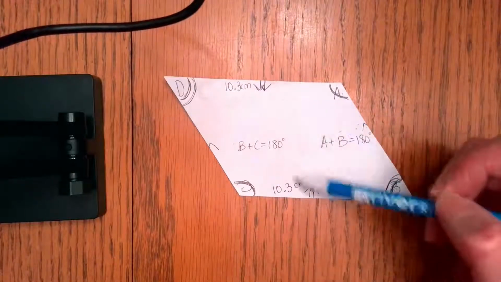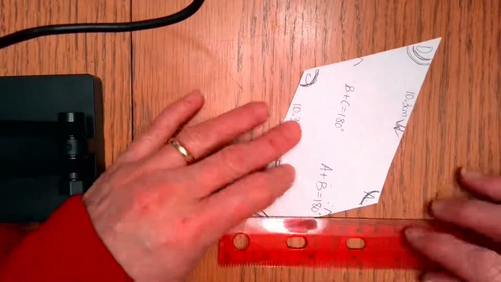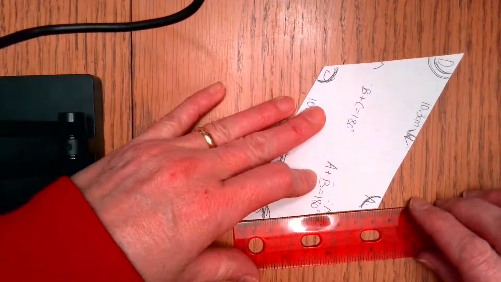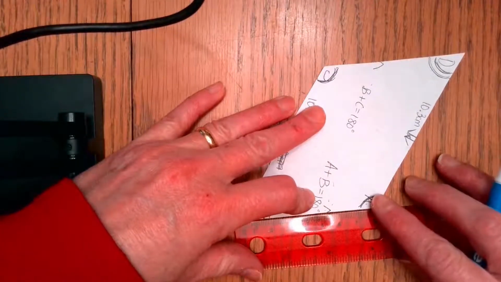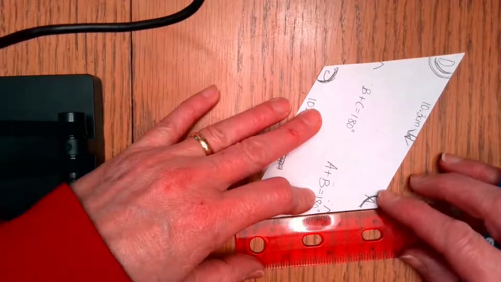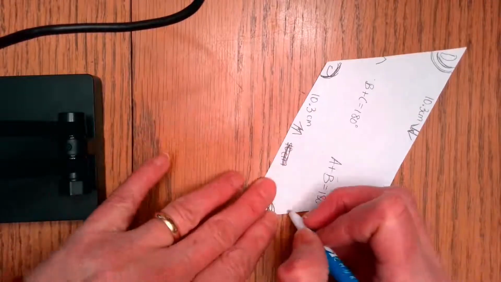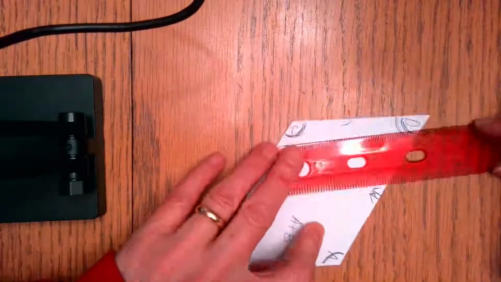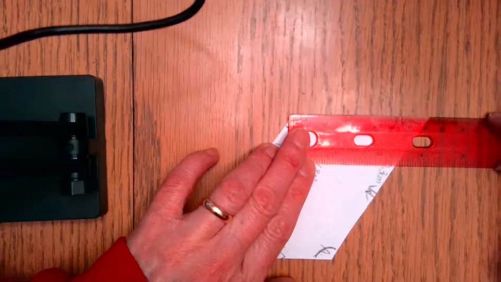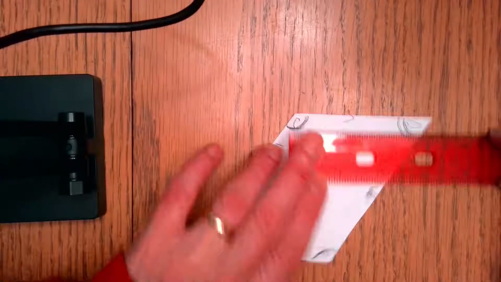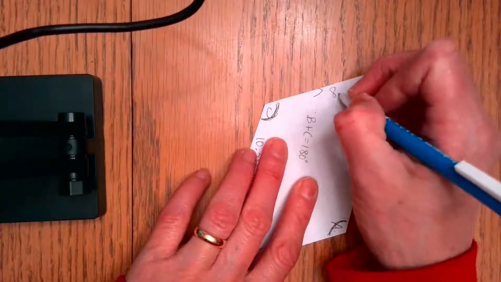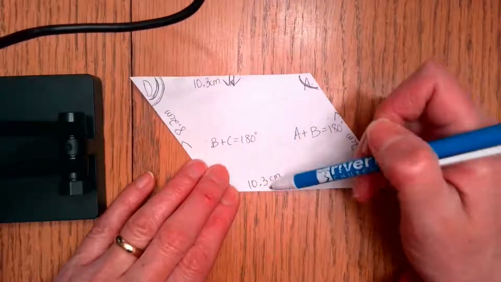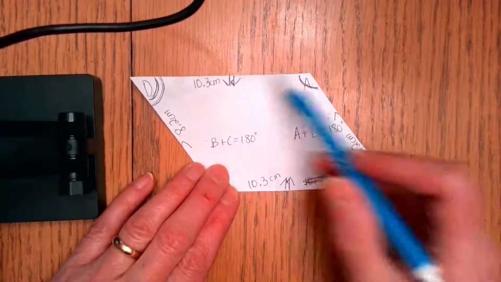Anyways, so these two sides are equal to each other. And now let's check this one over here. Okay, we've got 8.2 centimeters. And this one up here is going to be, yep, 8.2 as well. So what that tells me is the opposite sides are equal to each other within the parallelogram. Not all four, but the opposite sides.